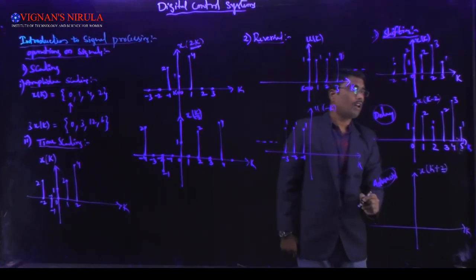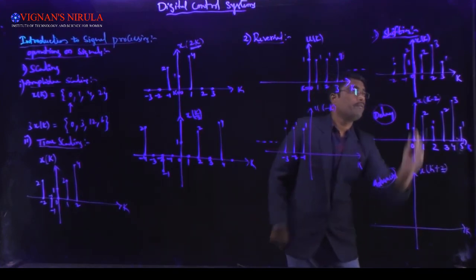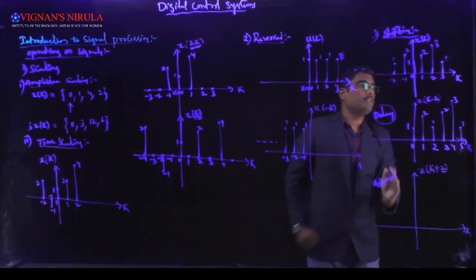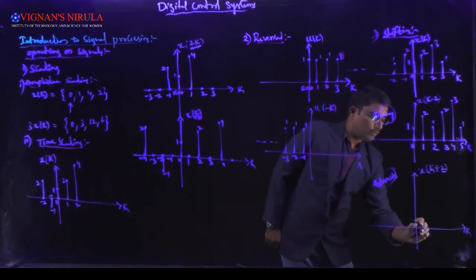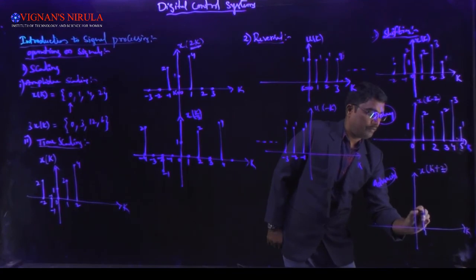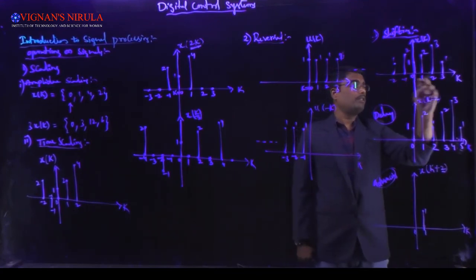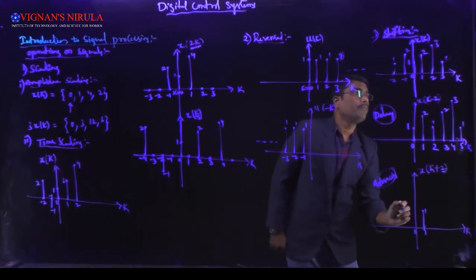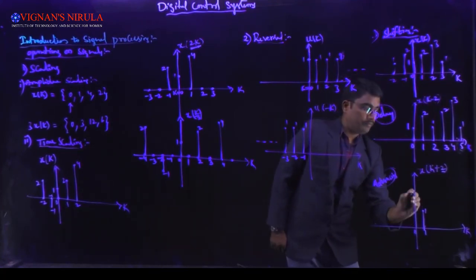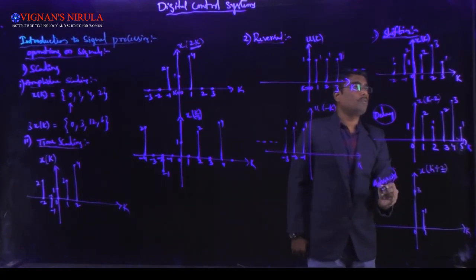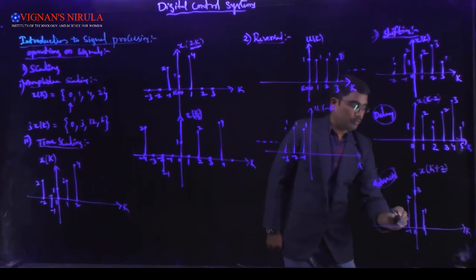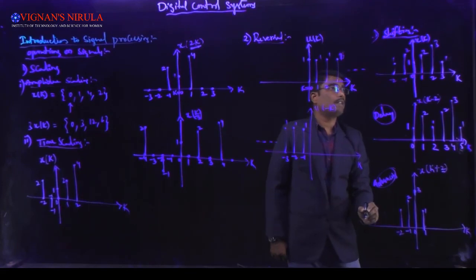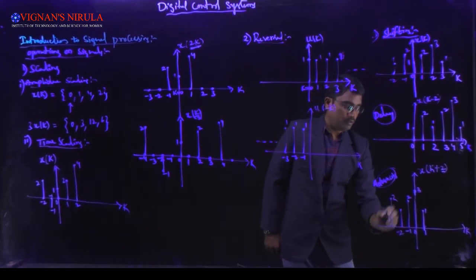Now this should be shifted by 2 samples in this direction. That means 3 comes over here, 2 comes over here, 1 comes over here, like that. So for k equals 1, it will be 1. For k equals 0, it will be 3. For k equals minus 1, it will be 2. For k equals minus 2, it will be 1. For k equals minus 3, it will be 2. For k equals minus 4, it will be 1.